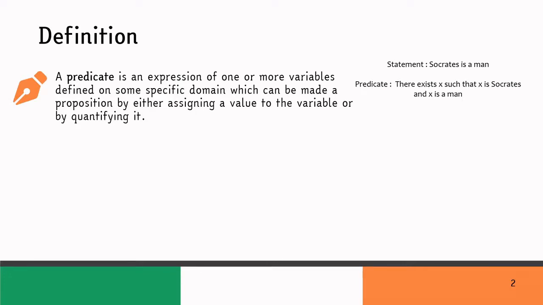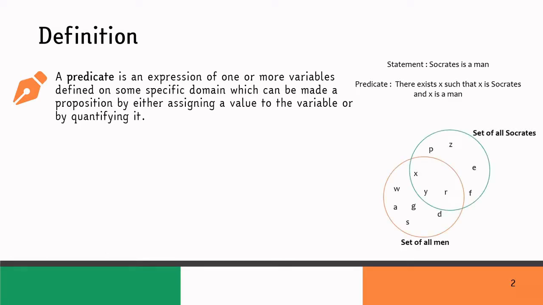Using the concepts we studied in the previous sections, we can express the following Venn diagram. Here, we can see that X is one of the elements of the set of all men and is also an element of the set of all people named Socrates. We have a lot of information in this simple predicate form. We know that X belongs to the domain Socrates as well as the domain man.